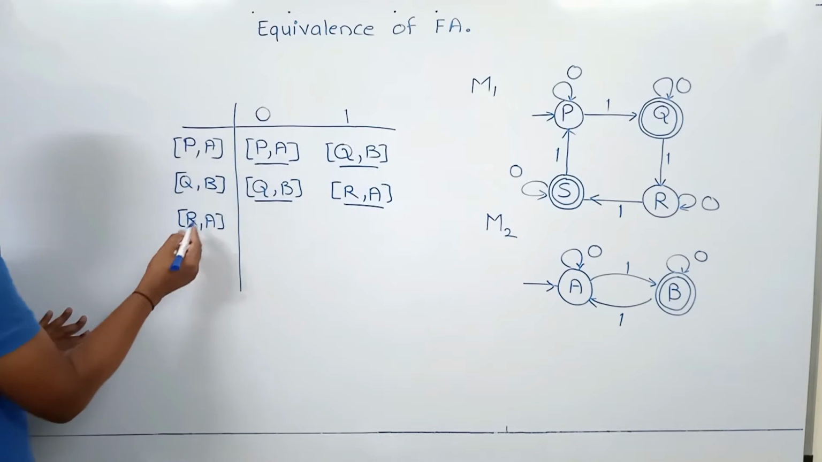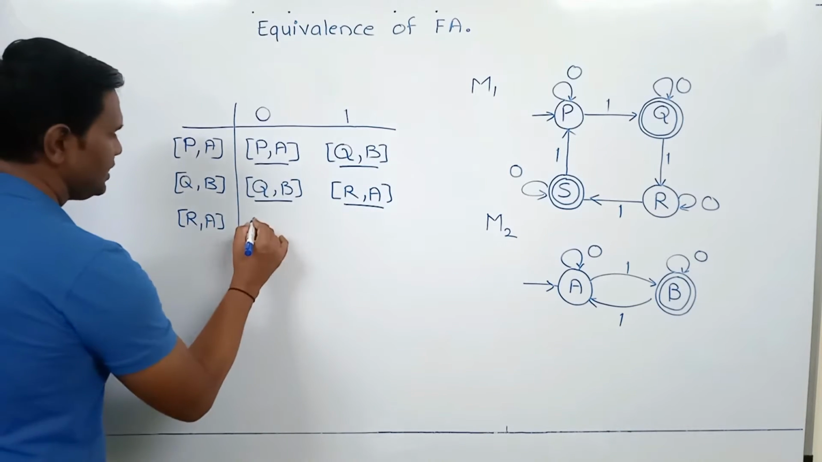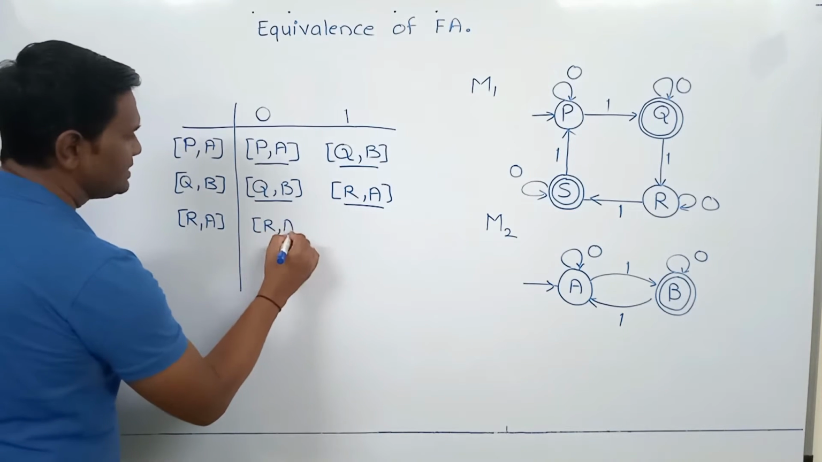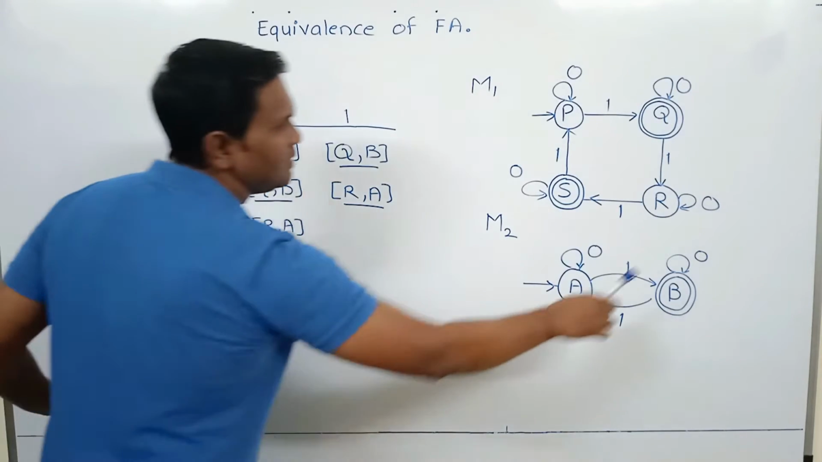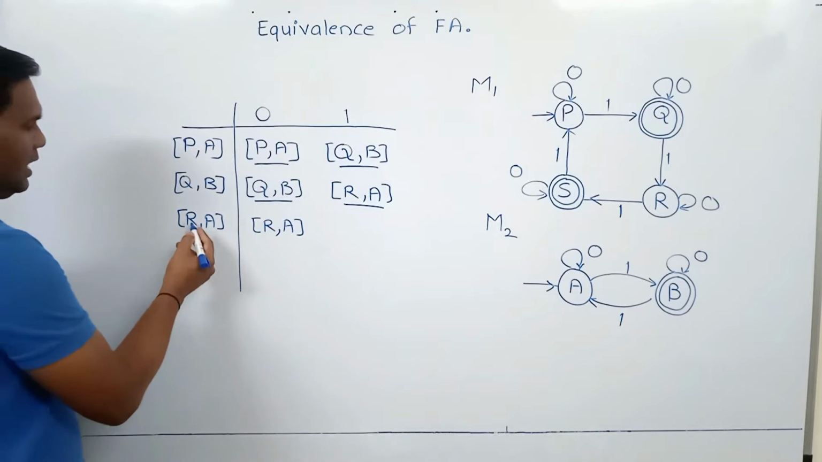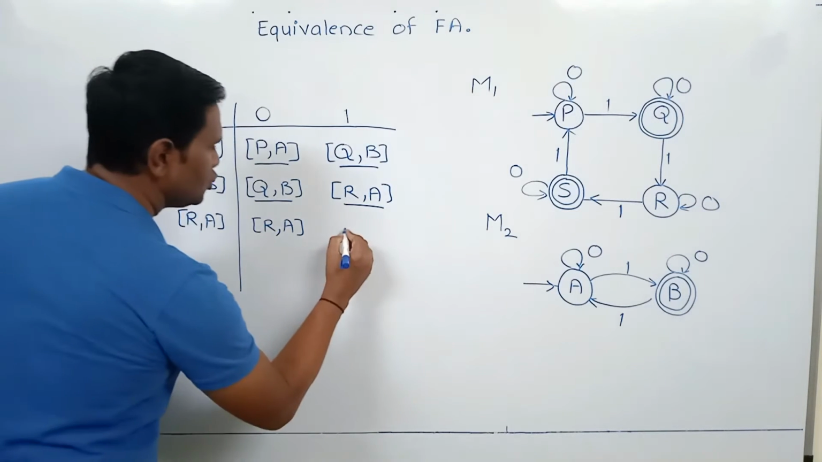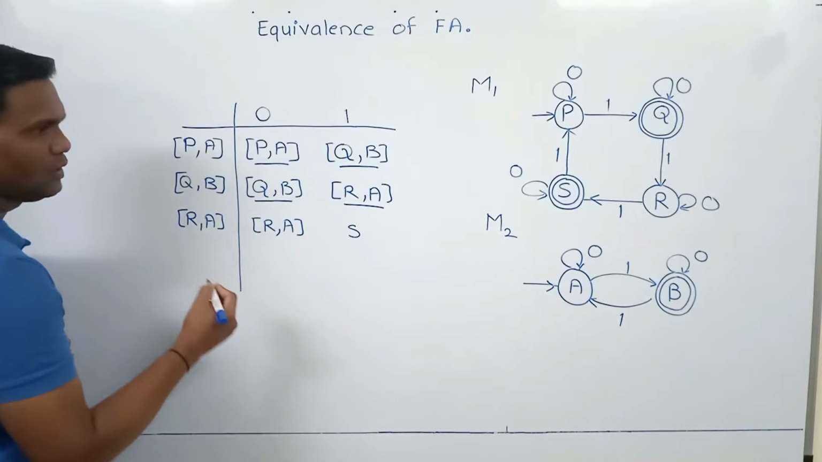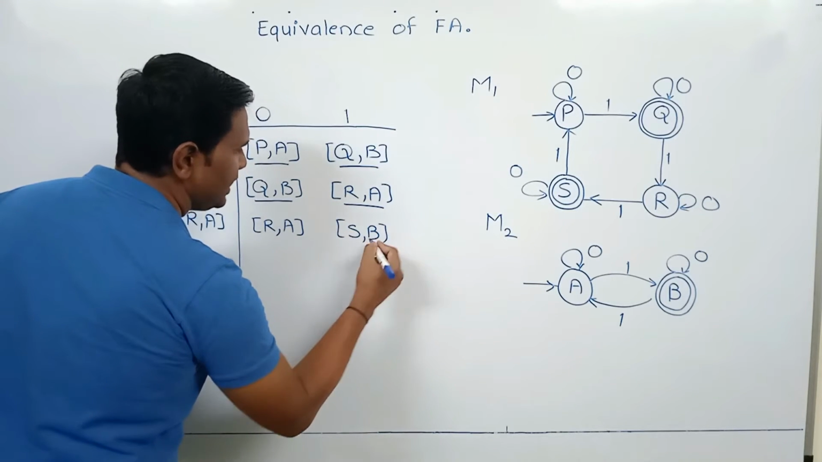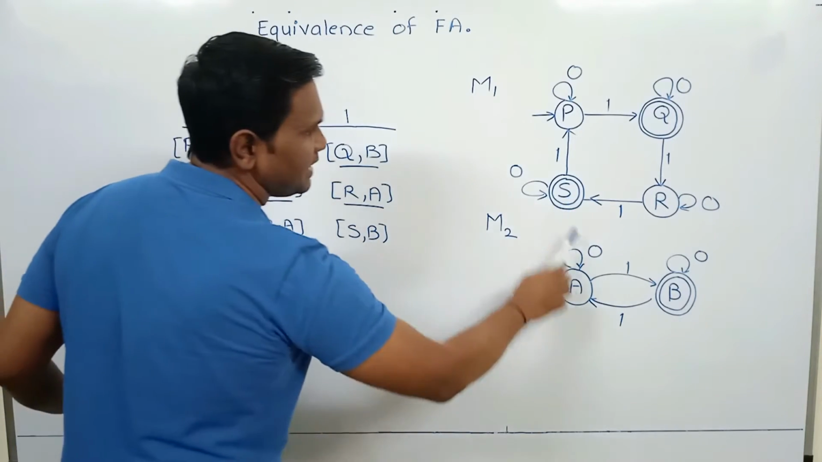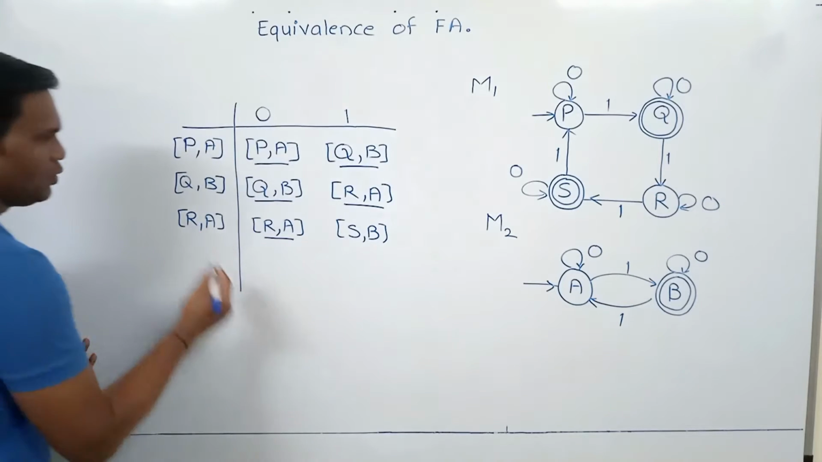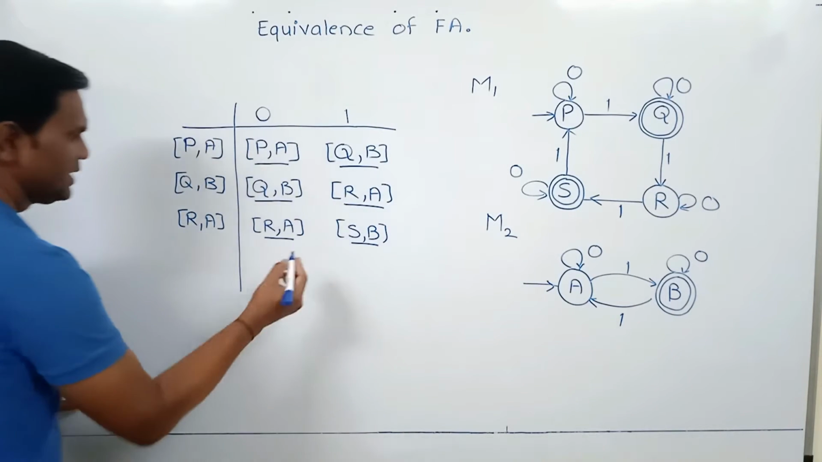Consider transitions of R and A. R on 0 remains in R. A on 0 remains in A. RA, non-final, non-final. Transitions of 1. R on 1 goes to S. A on 1 goes to B. So S comma B. S is final, B is also final. Now RA is over here. SB, this is the new entry.